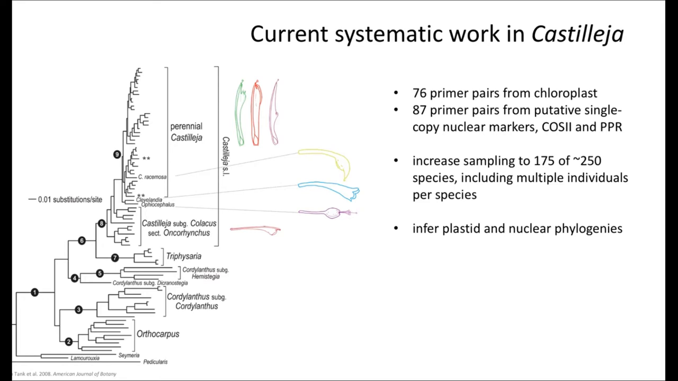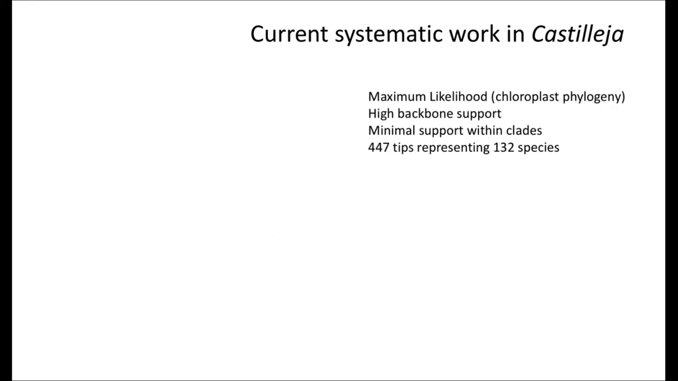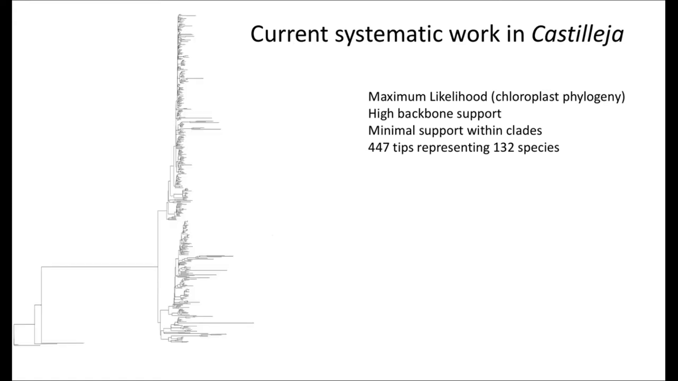I'm going to walk you through what these phylogenies are telling us and what our general understanding of evolution in the group is right now. I'm going to start with our chloroplast phylogeny. This is a maximum likelihood phylogeny. There's very high backbone support, but minimal support within the clades, particularly at those shallowest positions. This phylogeny has about 447 tips that represent a total of 132 species.